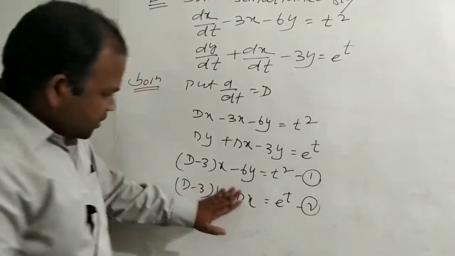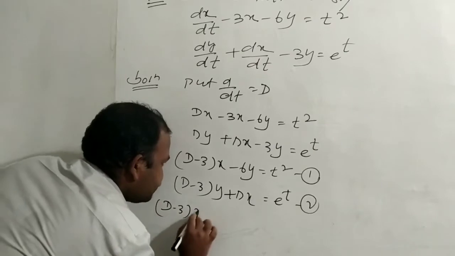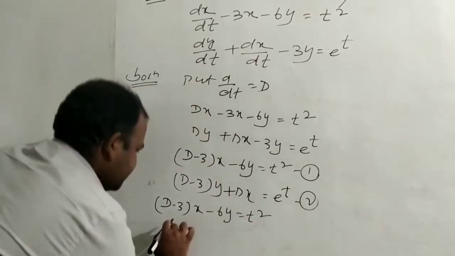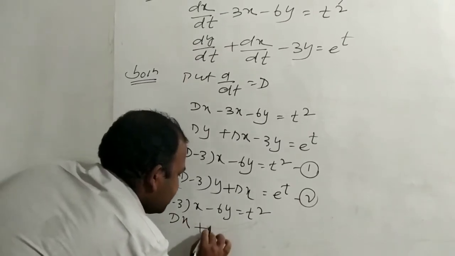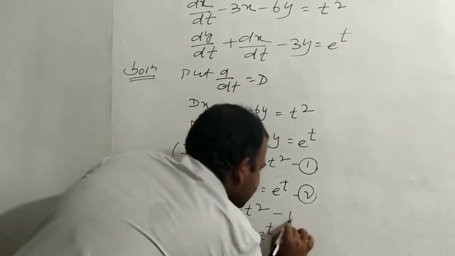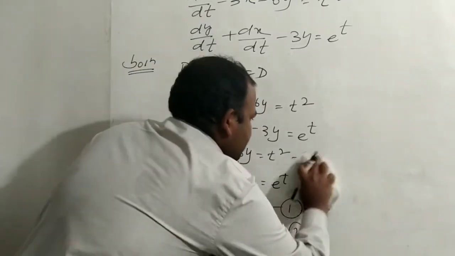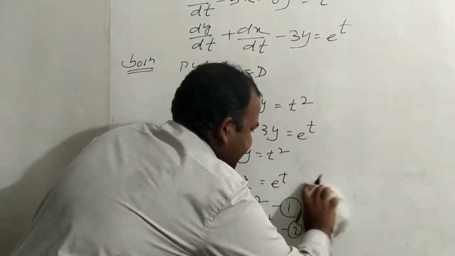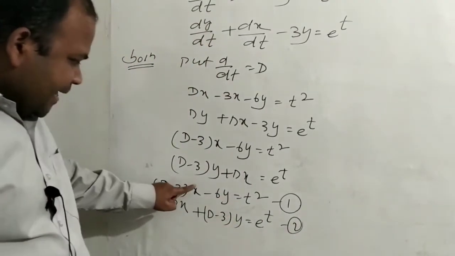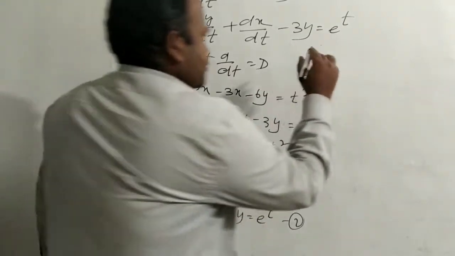Before that, let us arrange it properly. So this is (D minus 3) into x minus 6y equals t square, and this is Dx plus (D minus 3) into y equals e raised to t. This is equation number 1 and this is equation number 2. Now we will solve for x and y. If we solve for y, we eliminate x, and if we solve for x, we eliminate y.